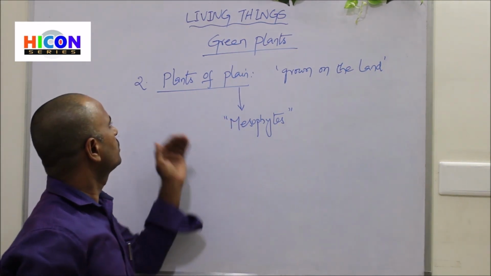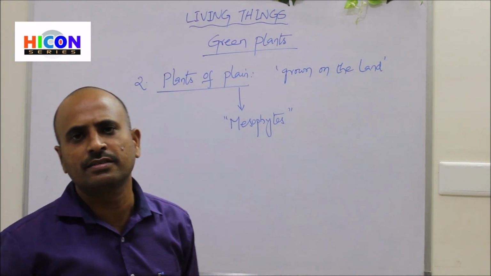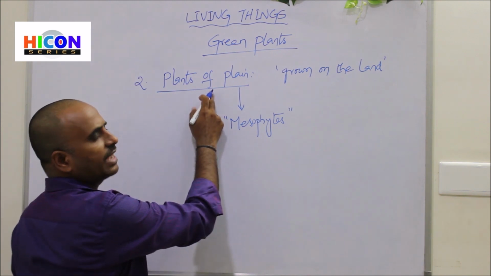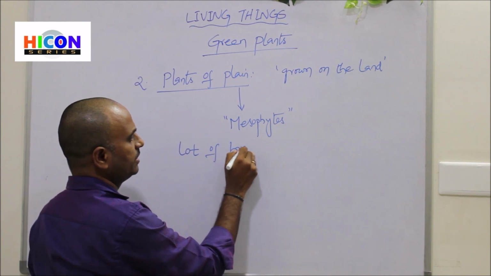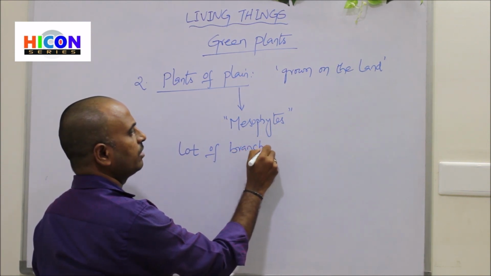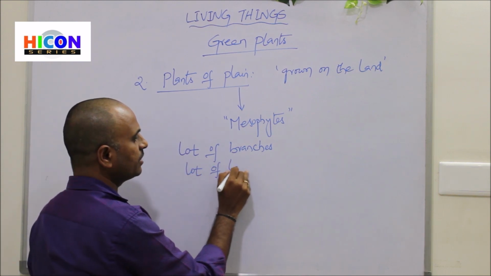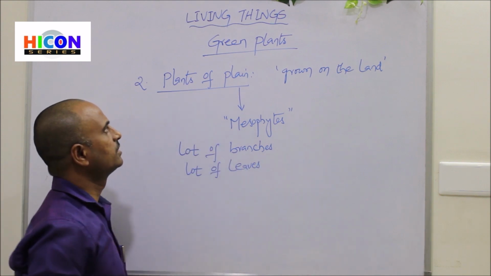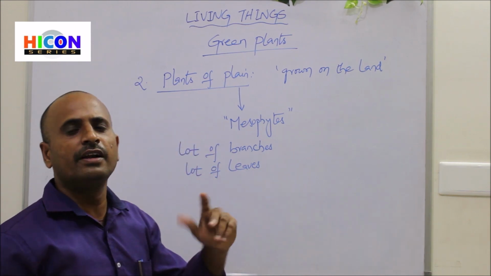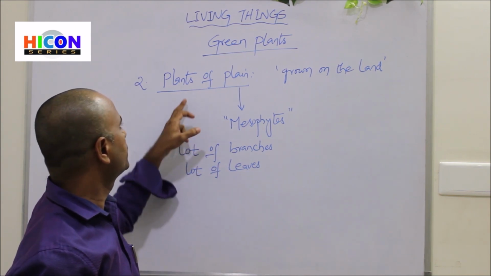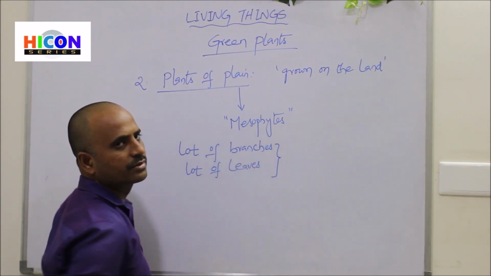And these are many types of plants. These plants especially have a lot of branches, and they have a lot of leaves also. The plants of plains are of different kinds in our surroundings. Especially these types of plants have a lot of branches and a lot of leaves.